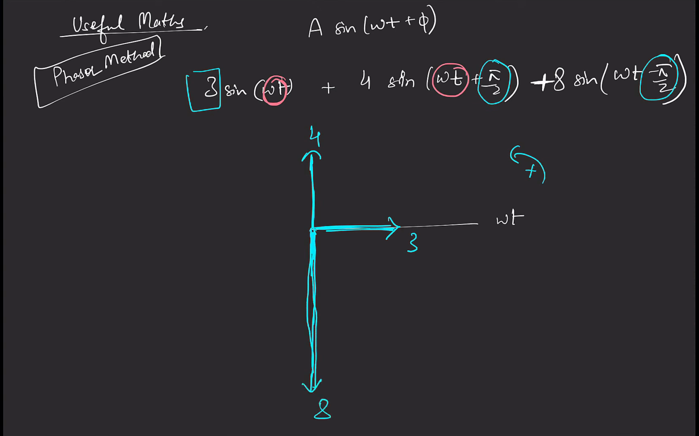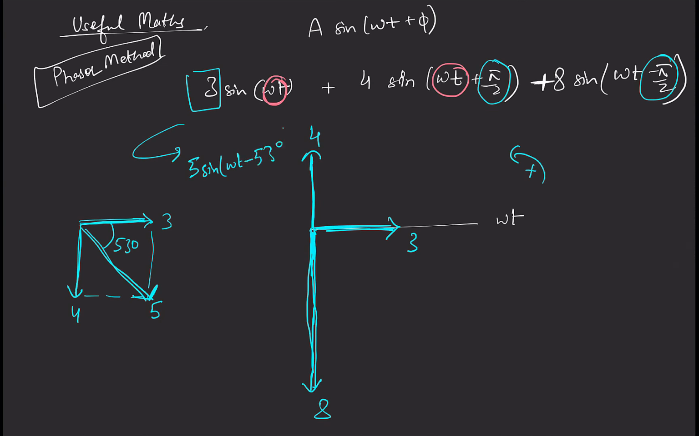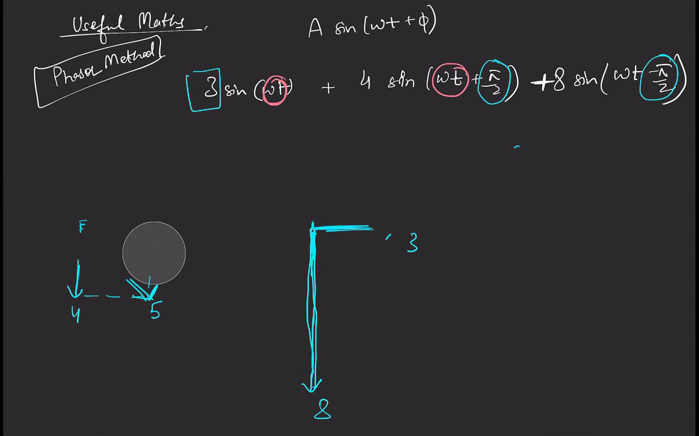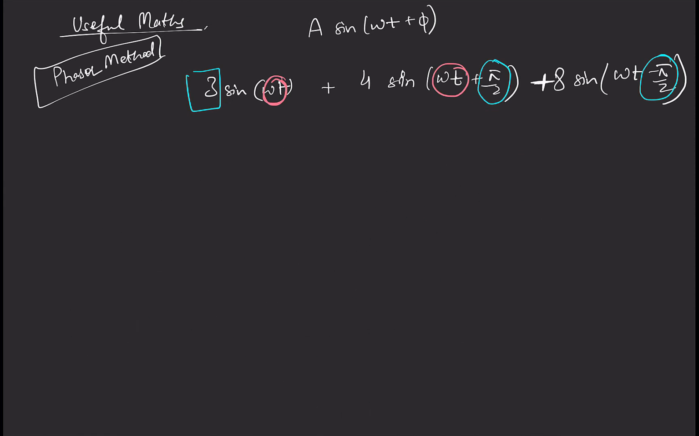Then we have to calculate the net resultant of these 3 vectors. So net resultant across the x-axis is 3, across the y-axis is 4 in the downward direction. So the net resultant of 3 and 4 is 5, and this angle with the x-axis would be 53 degrees. So the sum of these 3 would be simply 5 sine omega t minus 53 degrees. This is known as the phasor method, and it is used to add terms like a1 sine omega t plus phi 1, plus a2 sine omega t plus phi 2, plus a3 sine omega t plus phi 3, and so on. So why are we learning this? Because this would be used in the next kind of circuits which we are going to study.